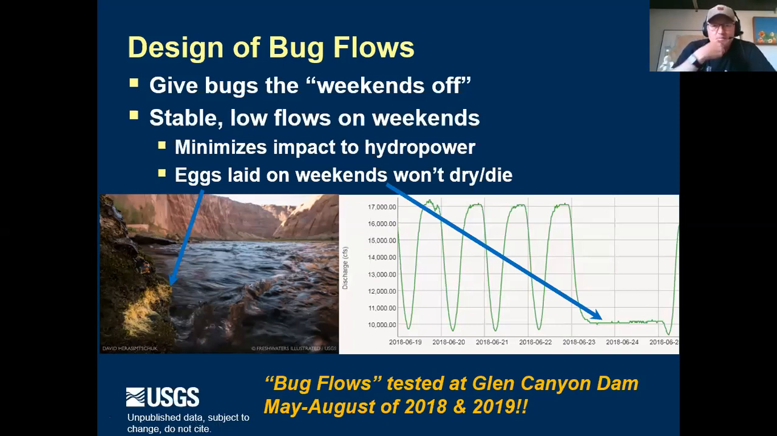We don't think eggs that are laid on a Sunday are going to hatch by Monday, but because the flow level's at the low, those eggs are going to stay wet and they're at least going to have a chance to hatch. And then by doing this just on the weekends, it minimizes impacts to hydropower. So this experiment ends up being pretty neutral to hydropower. And so, this bug flow experiment was tested in 2018 and 2019, the months of May through August. Every weekend, the flows were held low and steady.